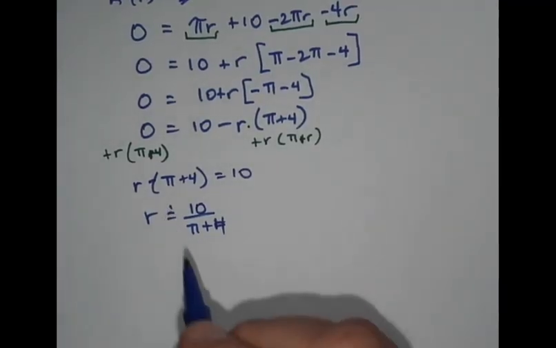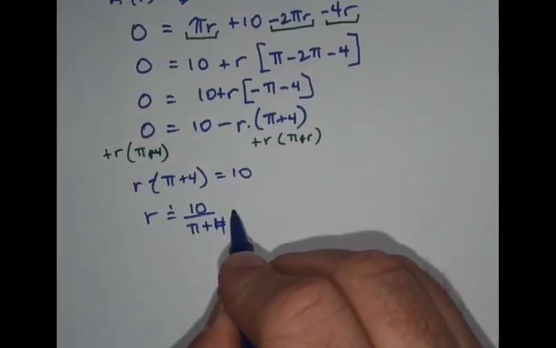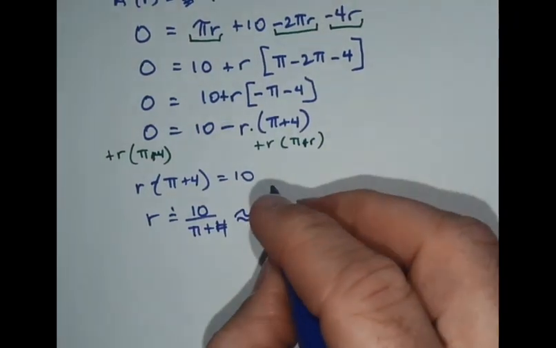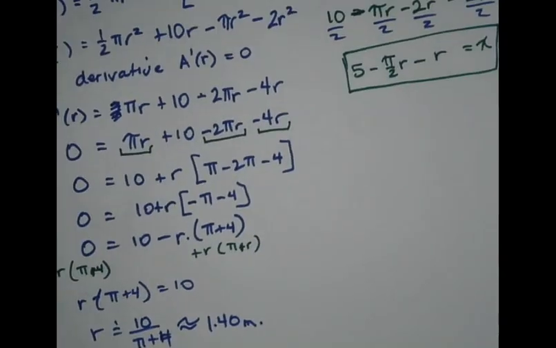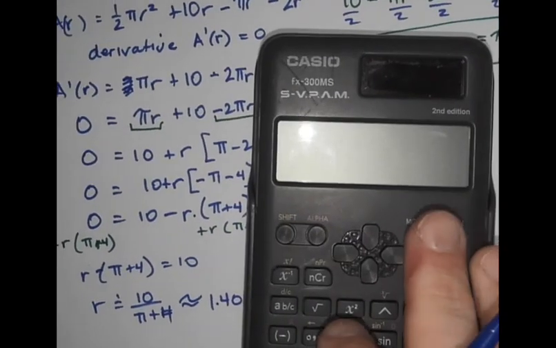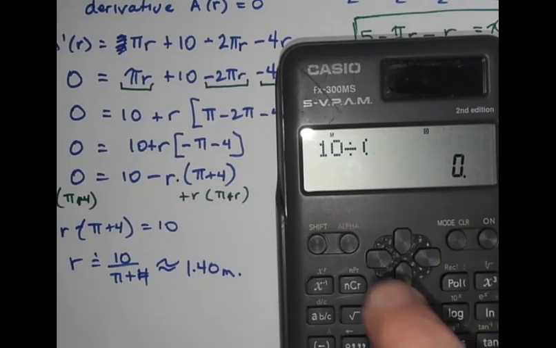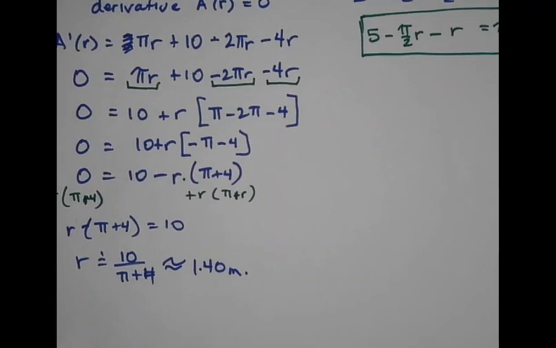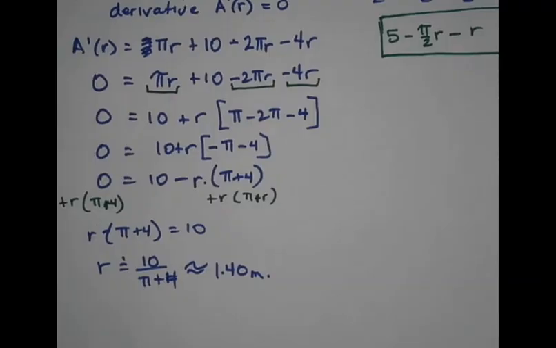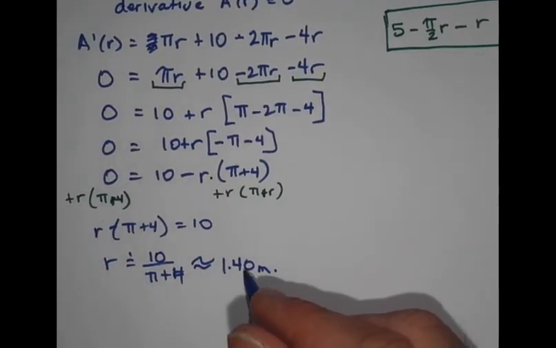Okay, and then from there, I can just approximate the solution. So approximately, that is roughly 1.40 meters. If I was putting that in my calculator, I may have to do 10 divided by bracket pi plus 4. You get that. So that tells us that we know that this is our critical point.